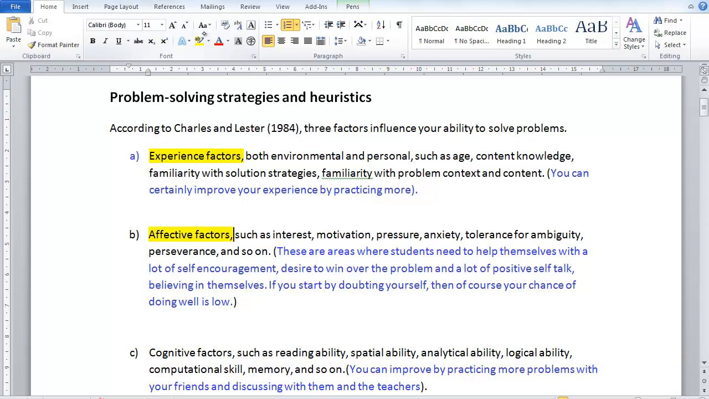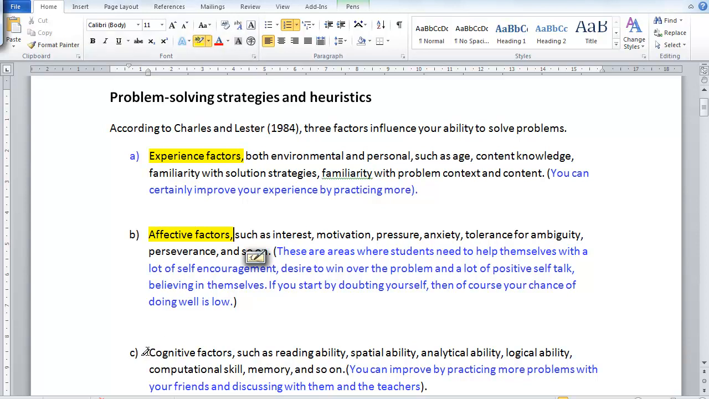Of course, if you are a very persevering person, you believe that you can solve it and you keep trying, then eventually you will be able to solve a problem. These are areas where the students can help themselves with a lot of self-encouragement, and you must want to win, and you have to use a lot of positive self-talk. When you believe in yourself, you will have a higher chance of being able to solve the problem. If you always doubt yourself, you don't think you can solve it, you will never be able to do well in this kind of problem.